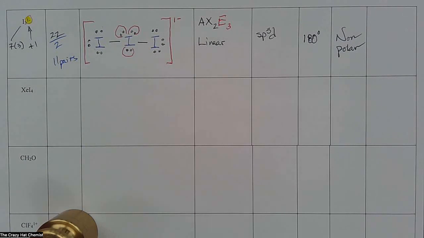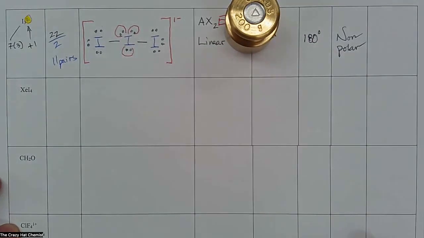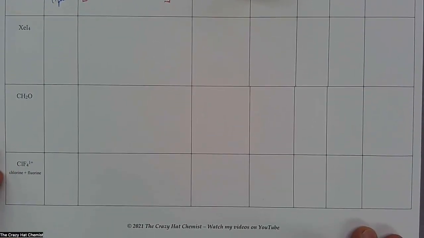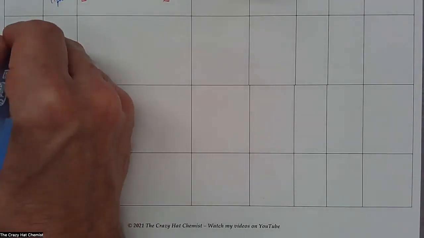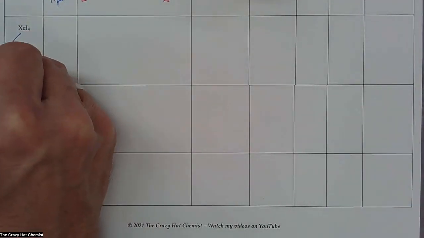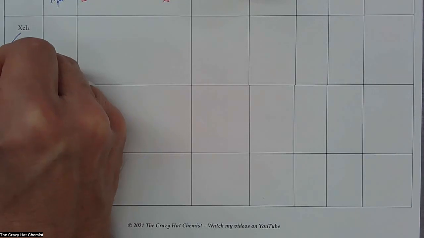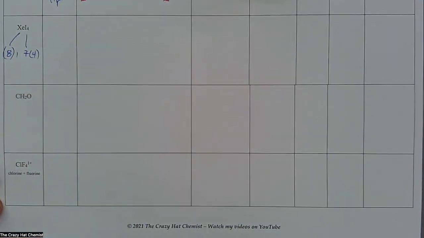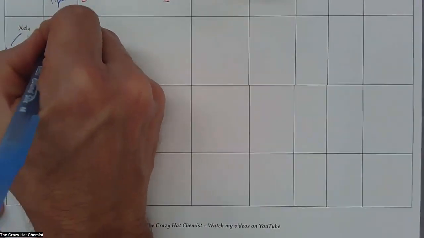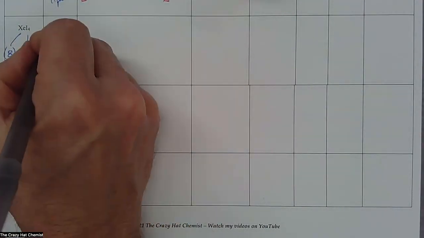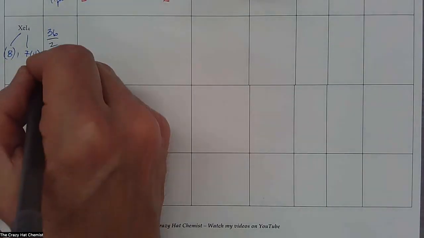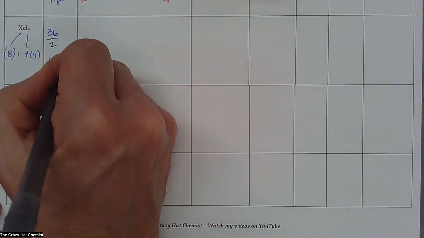Now we're going to move on to the next one. That is XeI4. Let's move this on up here. XeI4. All right, so xenon, that's a noble gas. So it has 8 valence electrons. There's one of those. Iodine, that's 7, and there are 4 of those. So we're going to add these all up. That's 36. And then we, of course, always divide by 2 because 36 is too big for me to count up. And so that's going to be 18 pairs.